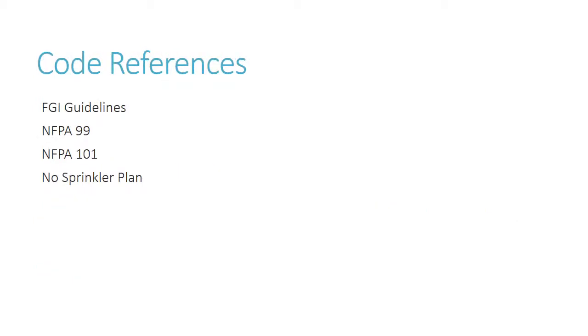Also code references. I put on the syllabus some of the documents we're going to use: FGI guidelines, NFPA 99, NFPA 101. Those are going to be the core documents. There are a few other documents you might want to go into if you like, related to some of the projects, but these should cover the majority of what you're going to need for the project.